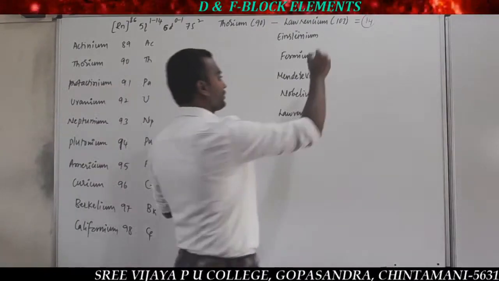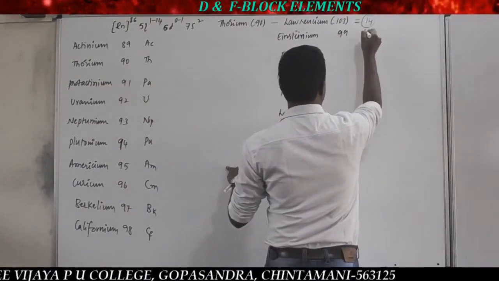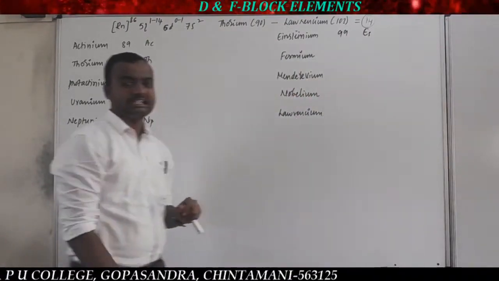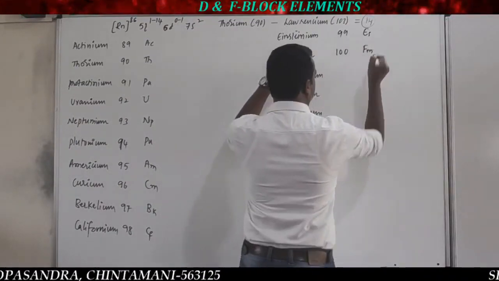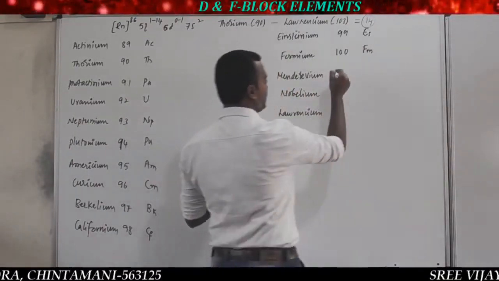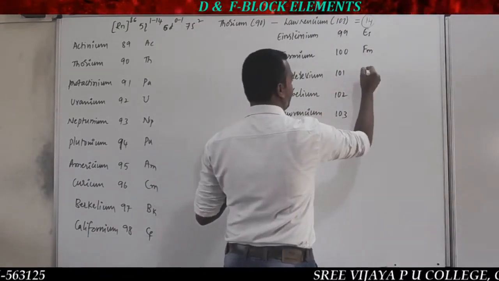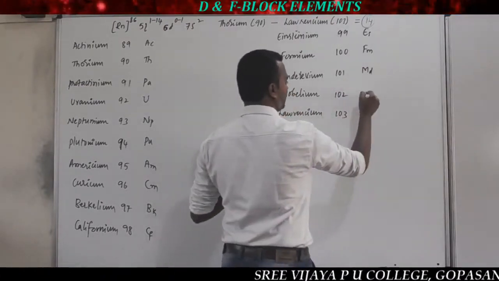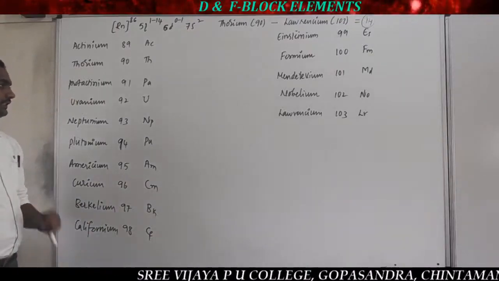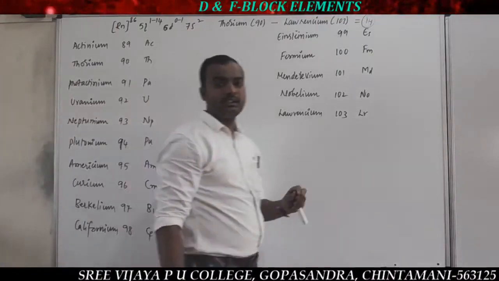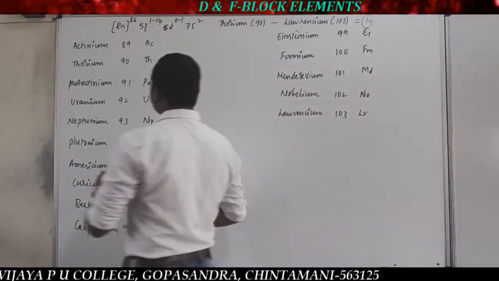Einsteinium, atomic number 99, taken as Es. Next is fermium, atomic number 100, Fm. Mendelevium 101, nobelium 102, lawrencium 103: Md, No and Lr. These are the 14 actinides with their names, symbols and atomic numbers. So what are the electronic configurations?